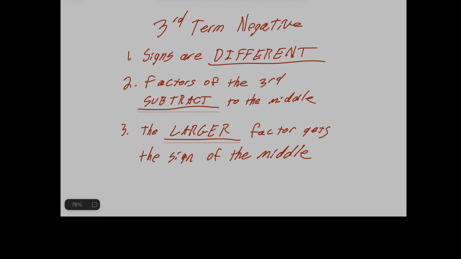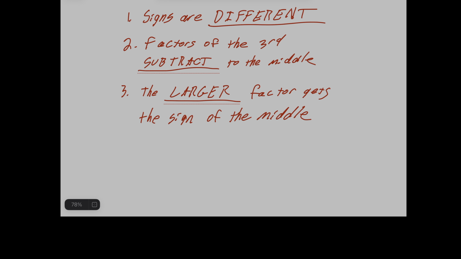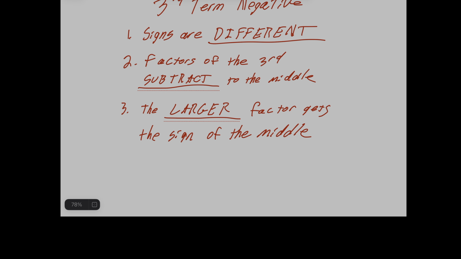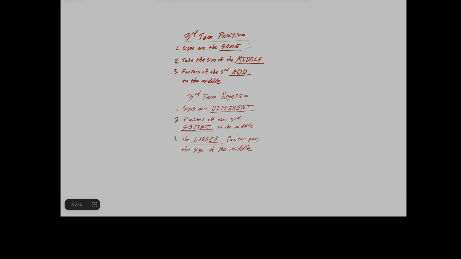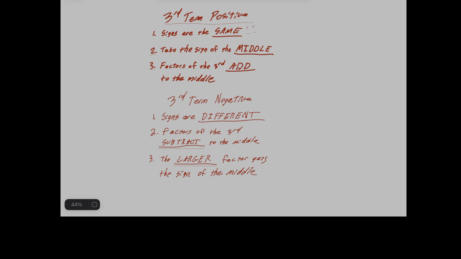Number two, factors of the third. Well, on the other ones, they would add to the middle. Now they're going to subtract to the middle, okay? And the bigger number is going to get the sign of the middle, okay? And so these are the three things that you're going to need to remember, and you're going to need to remember them with the positive one. And if this little chart can start to feel very confident to you, you're always going to get them right, okay? You just got to find the factors, so you do need to know your multiplication tables pretty well to find the factors quickly, but you won't miss the signs if you do this.